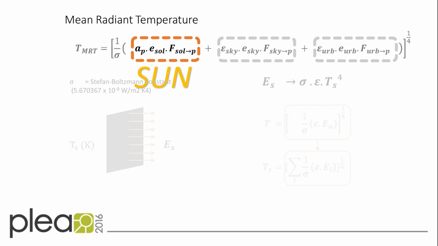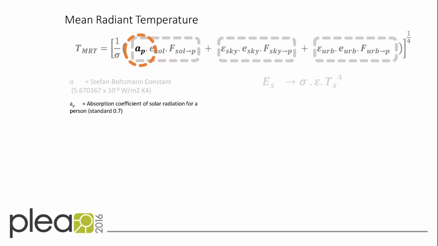Thus, the first part is about sun radiation, and the first variable is the human body absorption coefficient, which varies based on the skin color, amount of water in our body, and so on. In general, it is assumed 0.7 for the short-wave radiation.